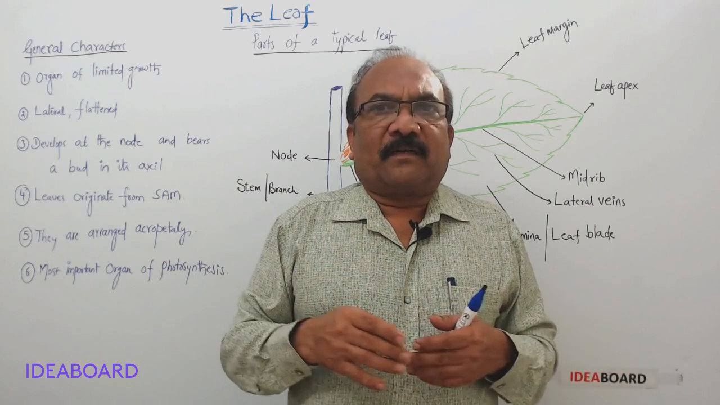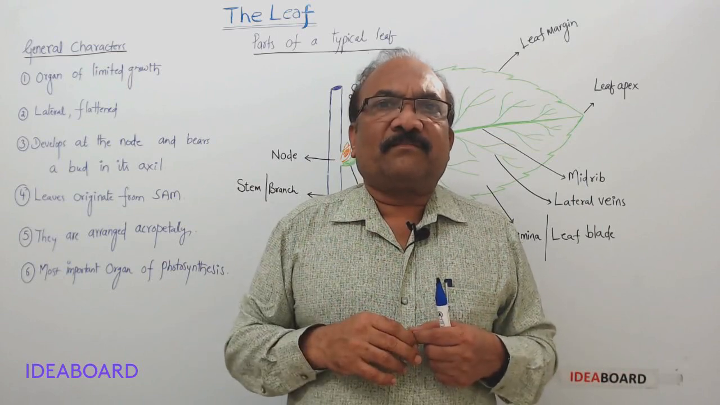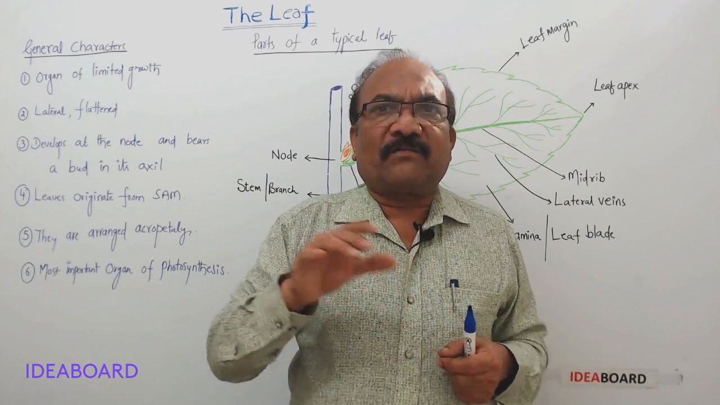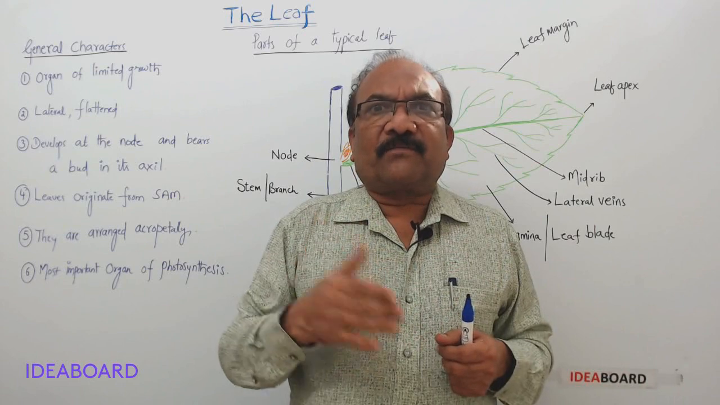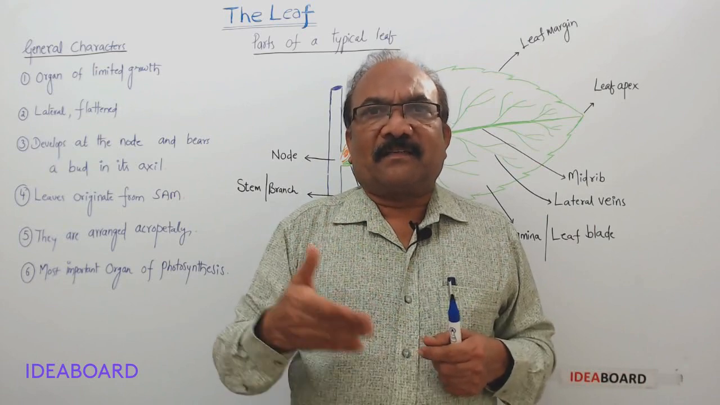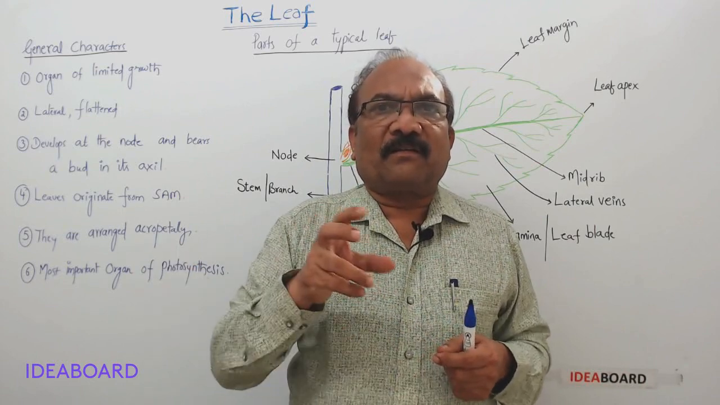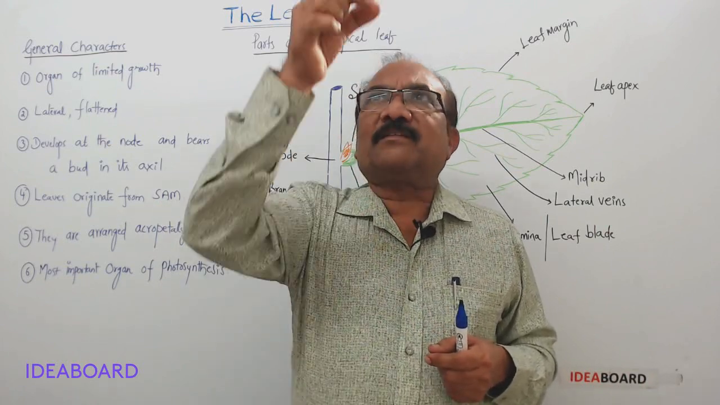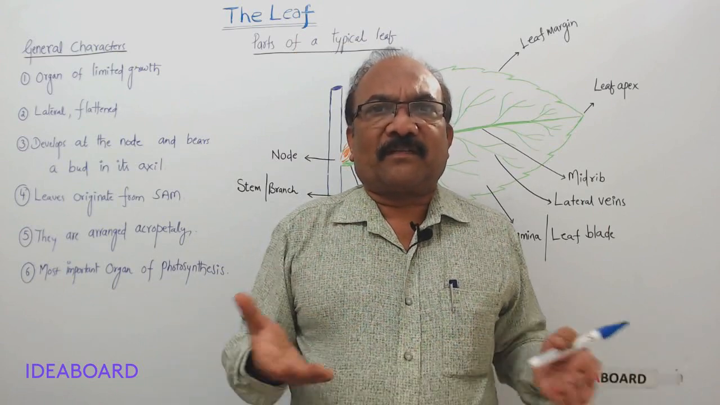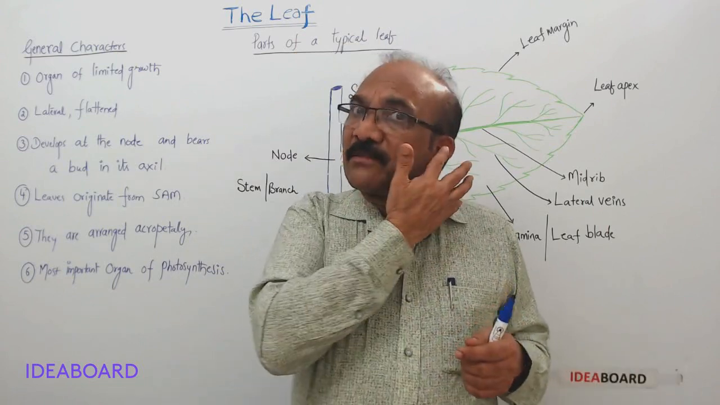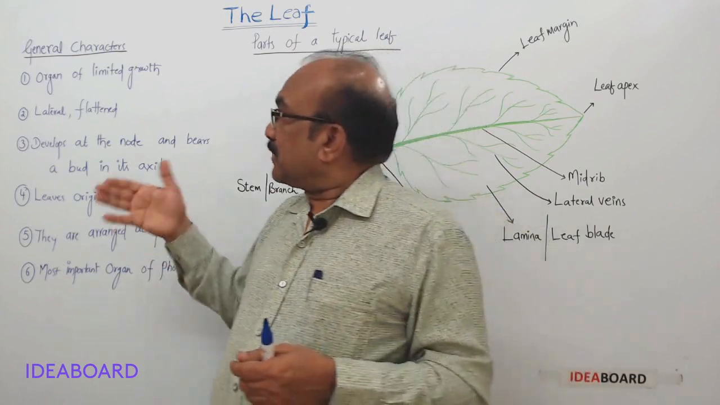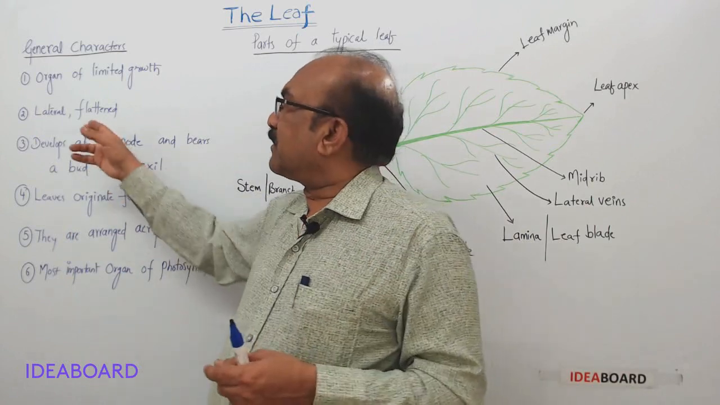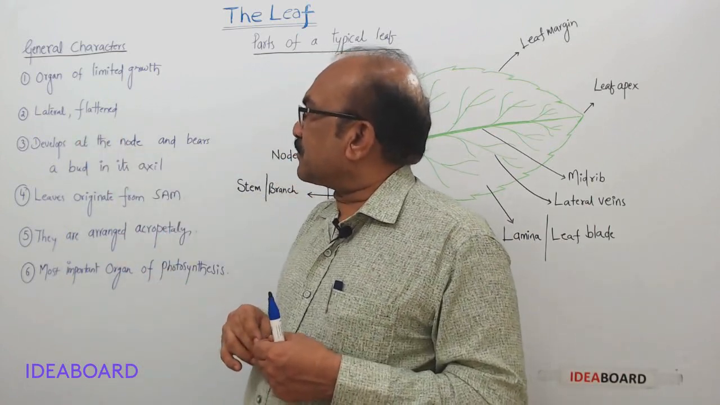It may exhibit the two surfaces very clearly, as in the case of dicots, and we call the leaf a dorsiventral leaf. And if both surfaces are alike, as in the monocot leaves, we call the leaf an isobilateral leaf. And sometimes the leaves may be cylindrical, and we call them centric leaves. Like that, different types of leaves are there. But when we generalize, they are lateral flattened structures.